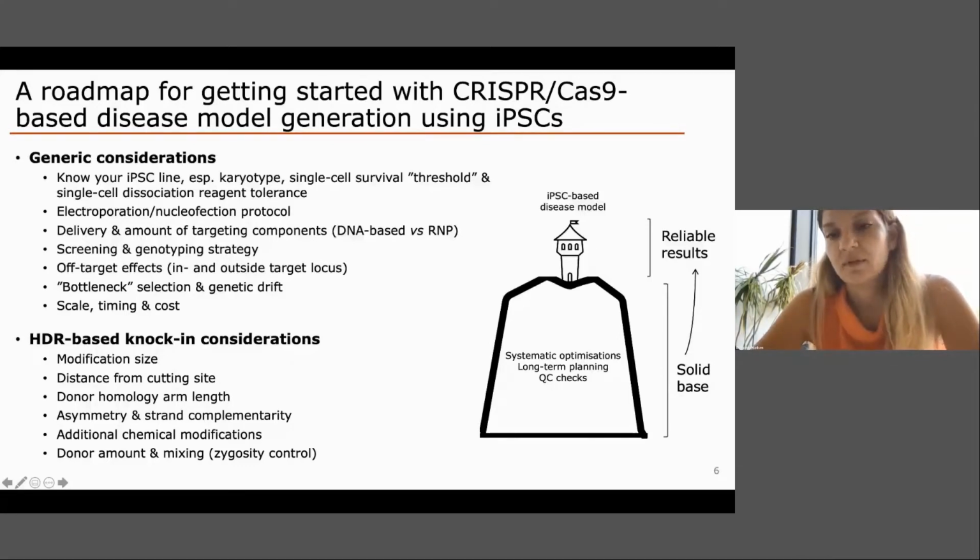So a bit at the risk of sounding, well, weird in a sense, I've put this figure here to sort of illustrate that it's very important to start off with a solid base in order to get reliable results with iPSCs. Those of you already working with them will know that it can be quite a noisy system. So having these systematic optimizations in place is very important.